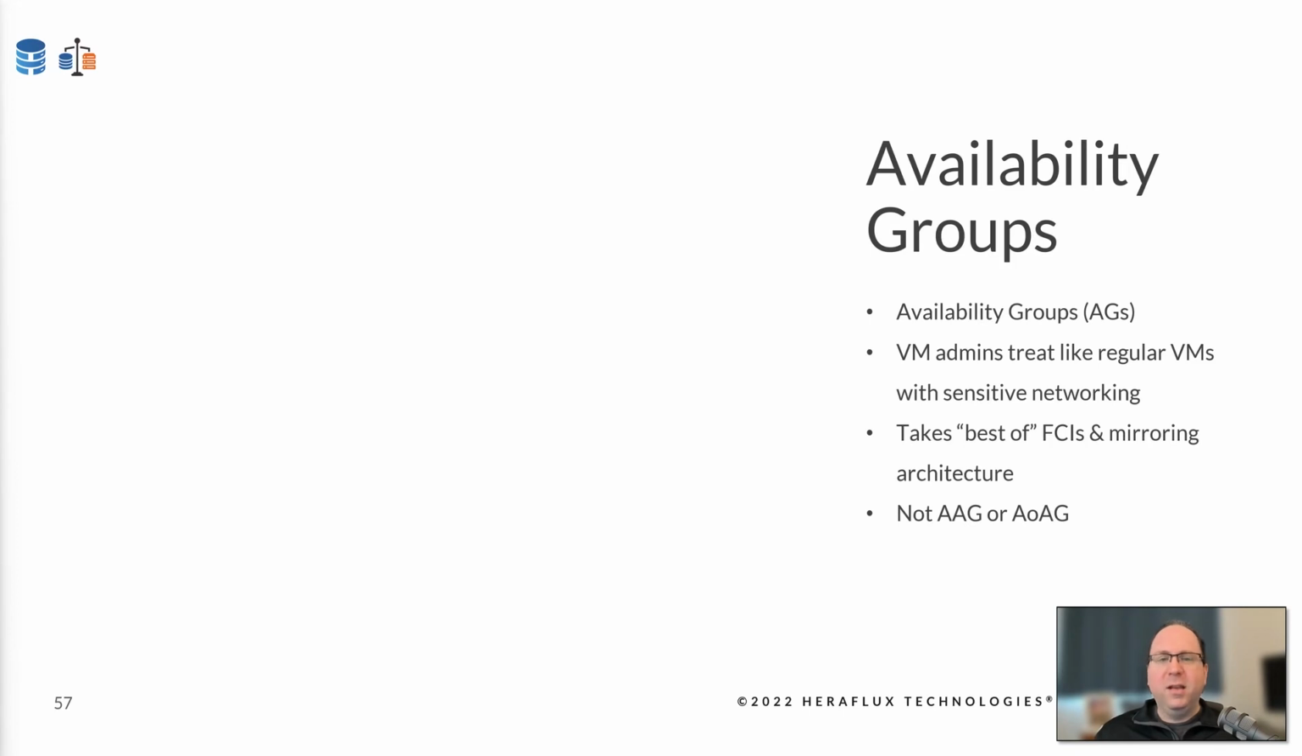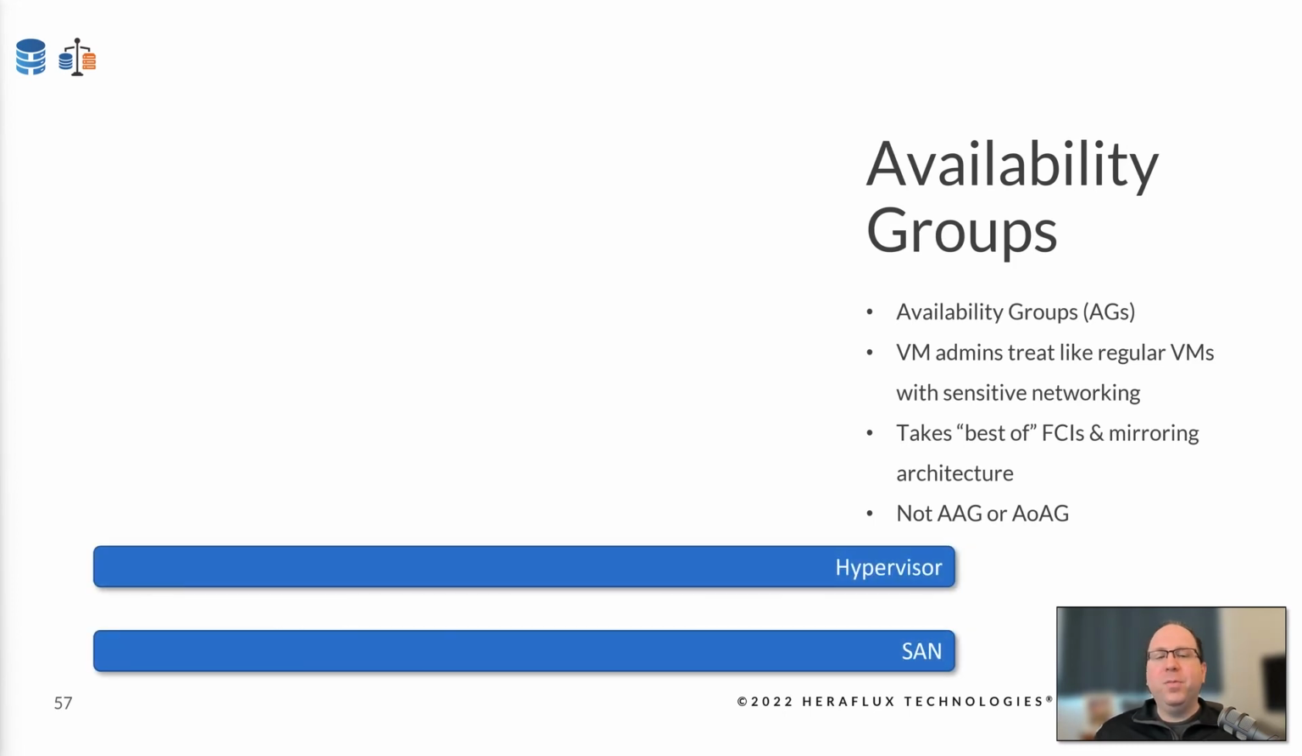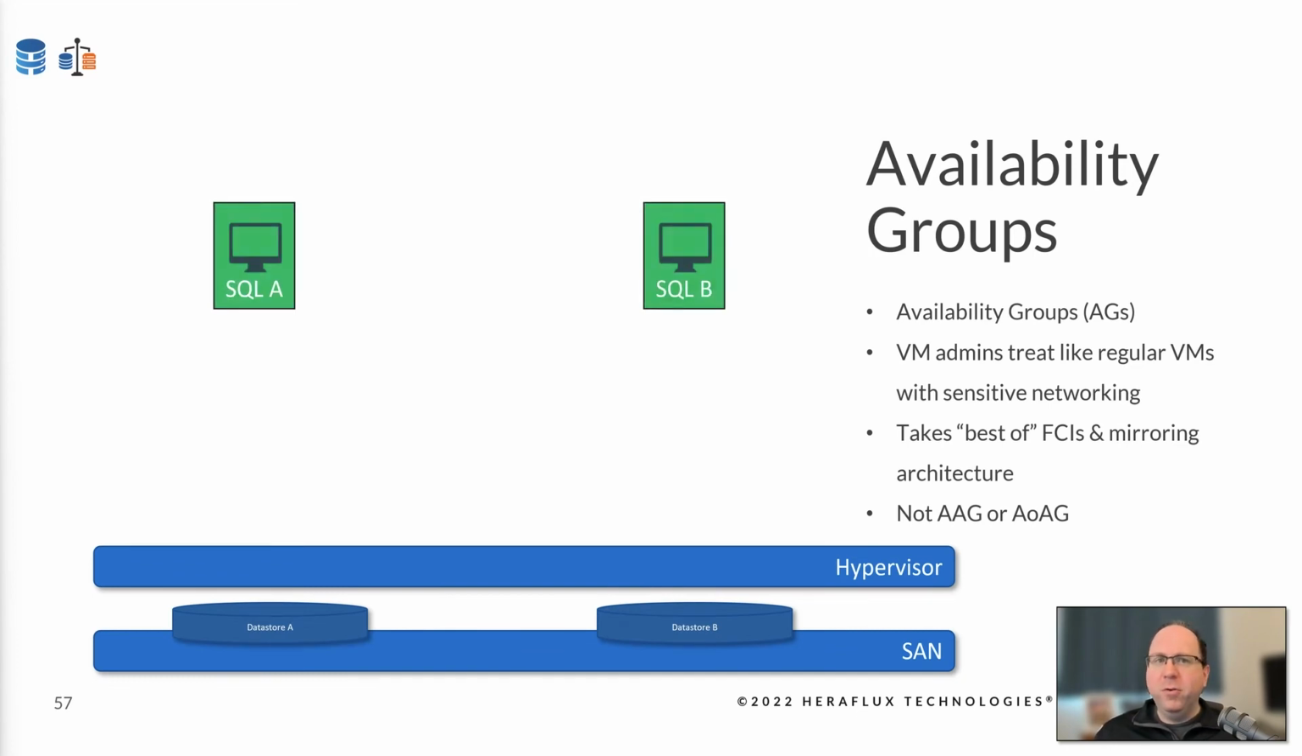Again, it's not an AAG or AOAG. To a DBA, you sound really silly if you say that, and you don't want them to think less of you for that. So take the SAN, take your hypervisors, multiple data stores in here. It could be the same one if the performance characteristics line up for it again.